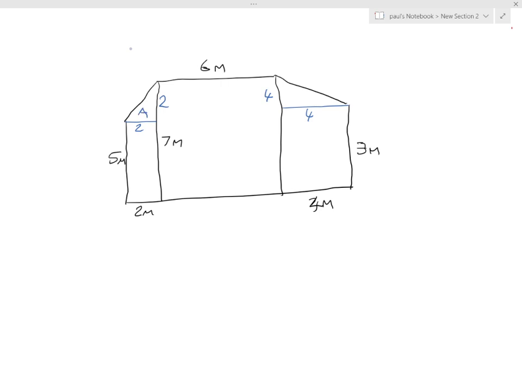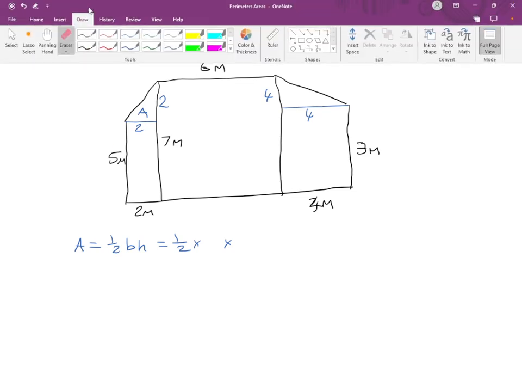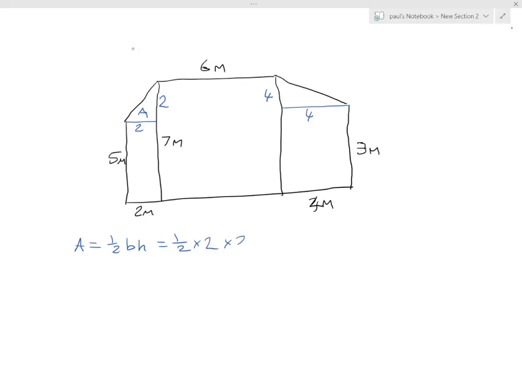A is going to be half base height, which equals a half times the base, which is 2, times 2, which is 4. Half of that equals 2. B, again, the triangle, half base height. This time it's a half times 4 times 4, which equals 8.